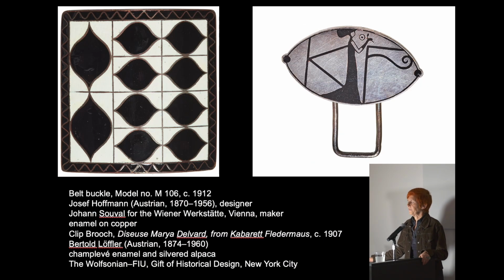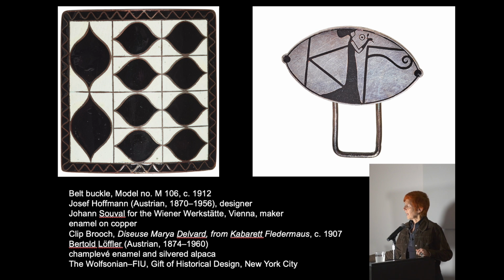And I just wanted to show you two pieces, jewelry pieces from the Wiener Werkstätte, because it's a recent donation that we received by Daniel Morris from Historical Design. It's a great addition to the Wolsoniana that has never collected jewelry. And here there are two examples where you can see the typical use of black and white in the Wiener Werkstätte, in the Secession in Vienna.